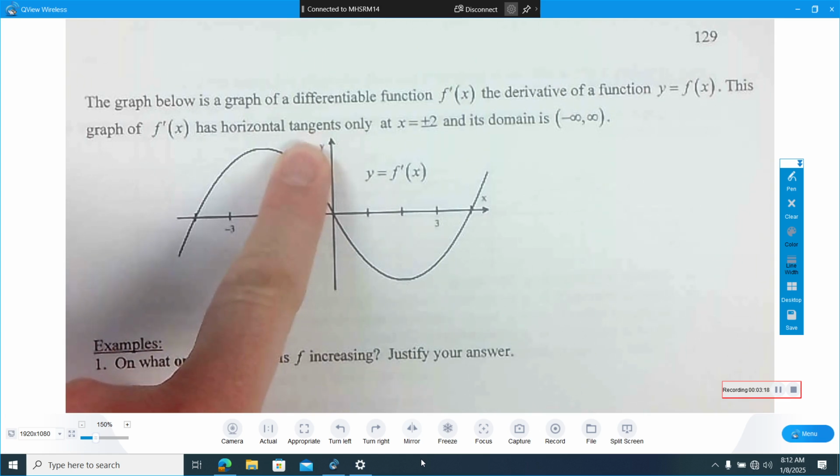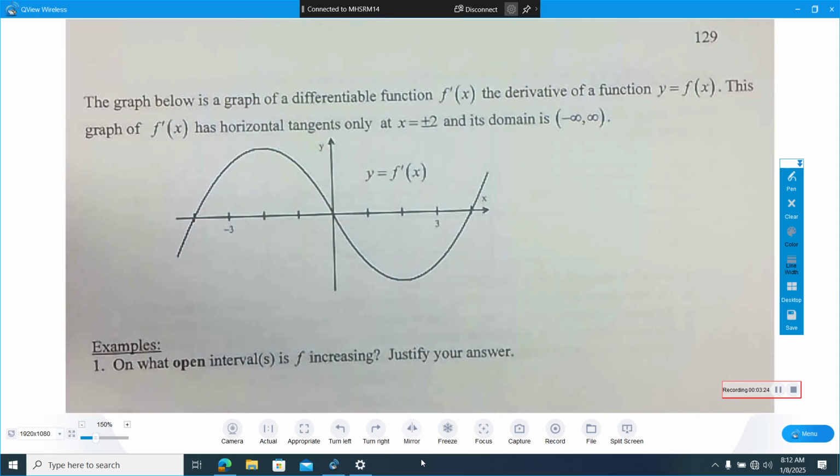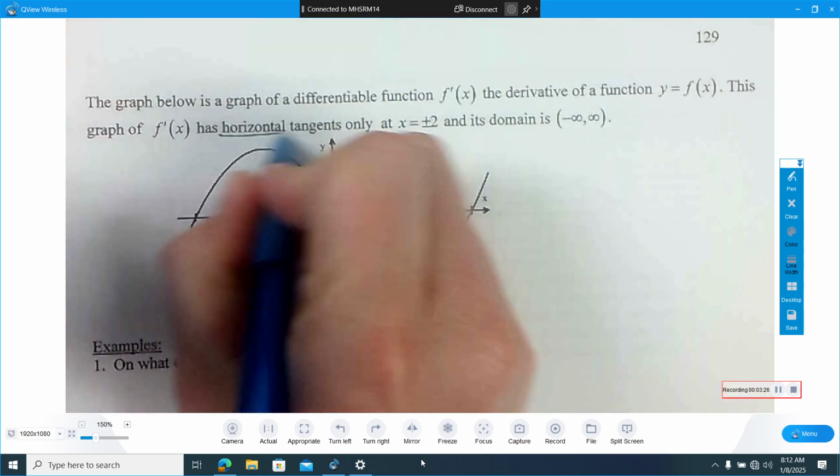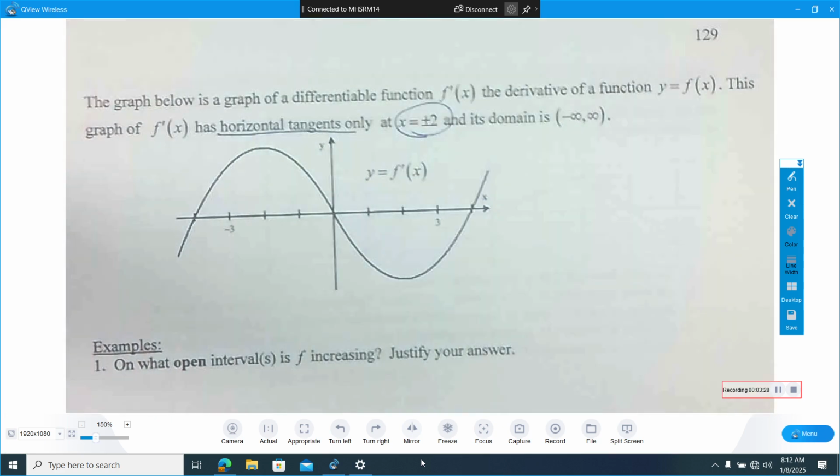Take your time. Your test is digital, which is different than being on paper. On paper, I can go like, we've got horizontal tangents at plus or minus 2. I can underline, I can circle. You will have paper in front of you, so write them down. Make a sketch of the graph, okay?